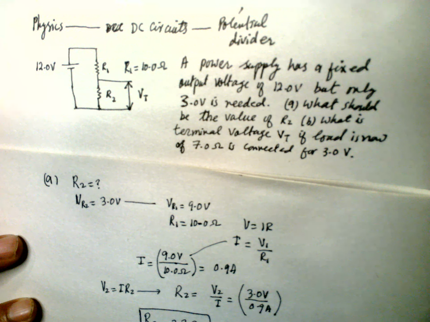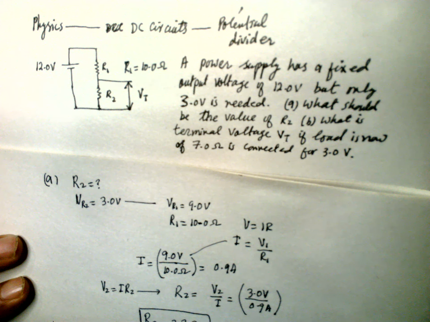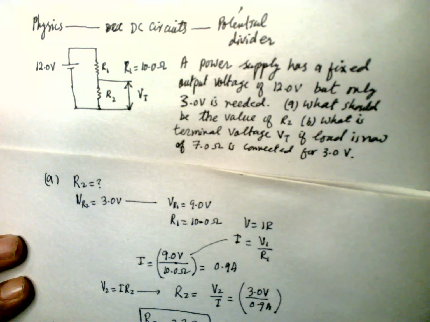So now for question B, this is positive, negative, this resistance R1, resistance R2. Now there is another load, RL. So the load is 7 ohm.